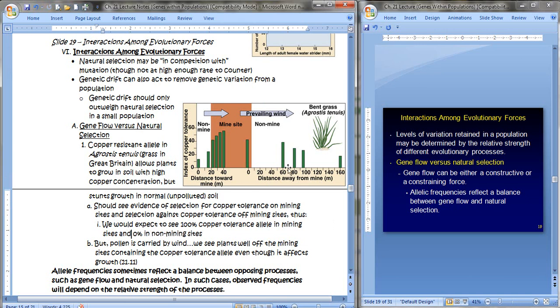Quite interestingly, a little bit upwind and a lot downwind from the site, they actually do see the presence of that copper tolerance allele. And really what it just gets down to is pollen being carried by the wind. So we do see plants off the mining sites containing this tolerance allele, even though it affects their growth. So here, gene flow is not really overriding natural selection, but competing with it. And this is just measuring the frequency of those alleles in the population.